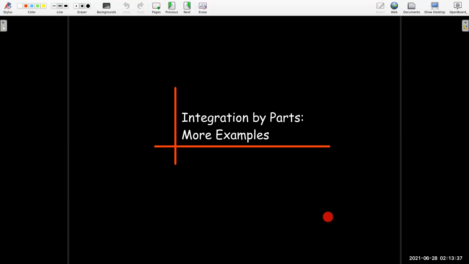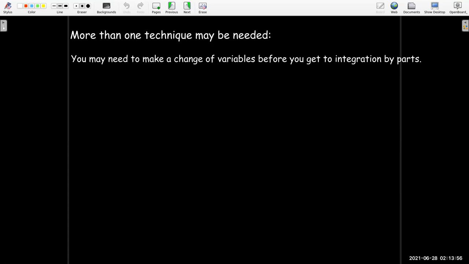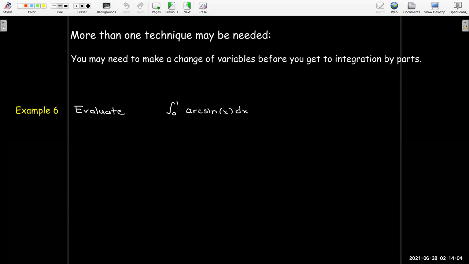So in this short video, we're going to do more examples where we use the technique of integration by parts. Now, sometimes when we're using any technique, we may have to combine more than one technique. So for example, you may need to make a change of variables before you can even start your integration by parts.